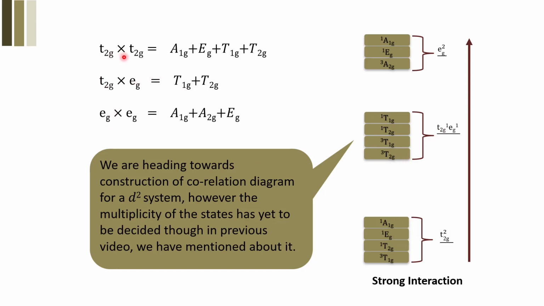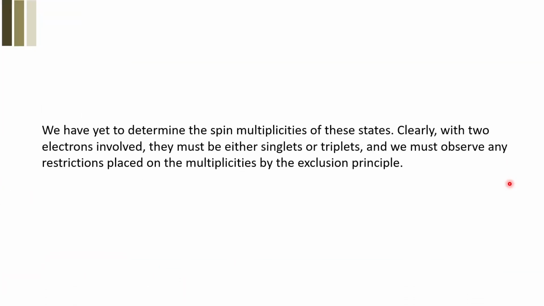Similarly, when you are multiplying T2g and T2g, we get A1g, Eg, T1g, and T2g. But we are still not sure about the multiplicity of the states of this particular configuration. So what to do to determine the microstate splitting patterns of these particular cases? We have yet to determine the spin multiplicity of these states clearly with two electrons involved. Because it is a d2 system, they must be either singlet or triplet. Both the electrons are paired or both the electrons are unpaired, and therefore there are only two possibilities, singlet or triplet, and we must observe any restriction placed on multiplicity by the exclusion principle.